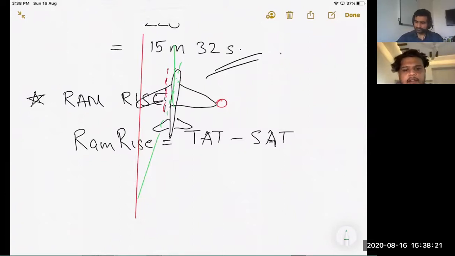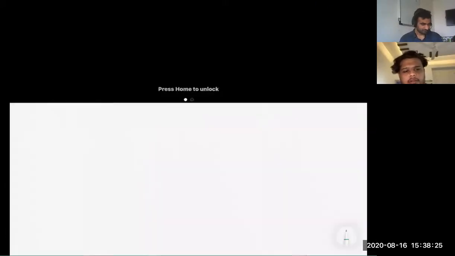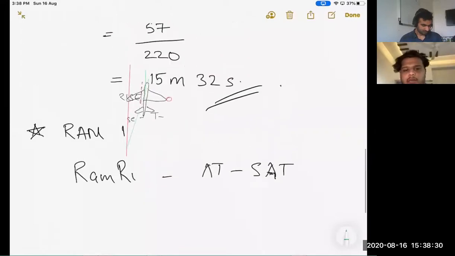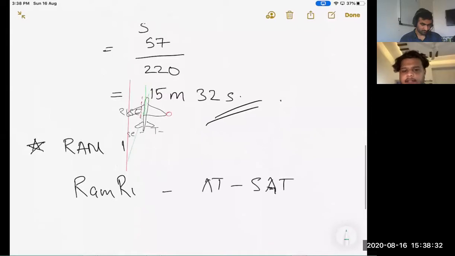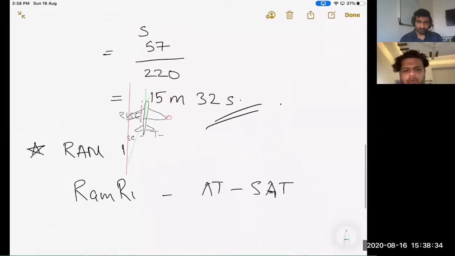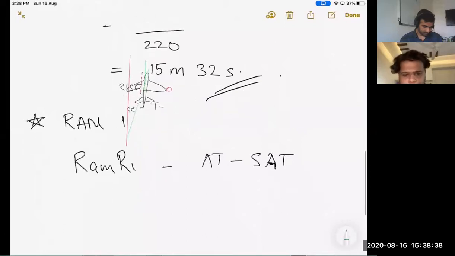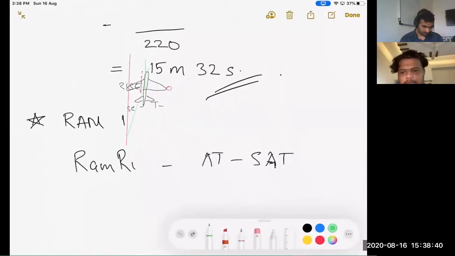Done, sir. Then we did fuel flow. You told me the ratio: when we go from minutes to hours, it will be multiplied by 60, and hours to minutes will be divided by 60. That is a thumb rule for fuel flow, for how to calculate time. And then we did some fuel flow.